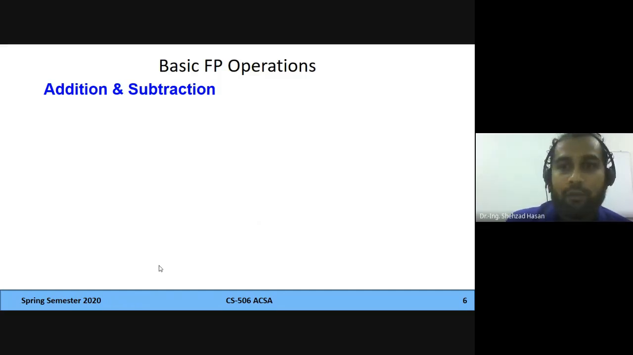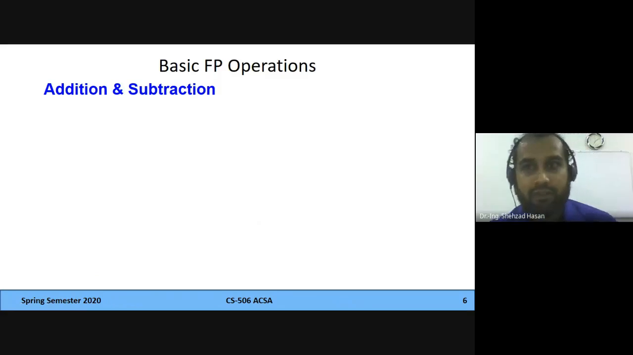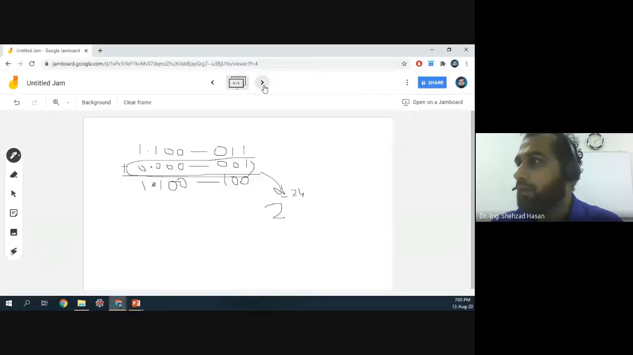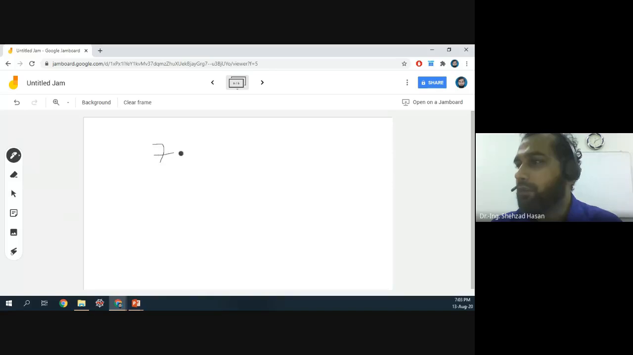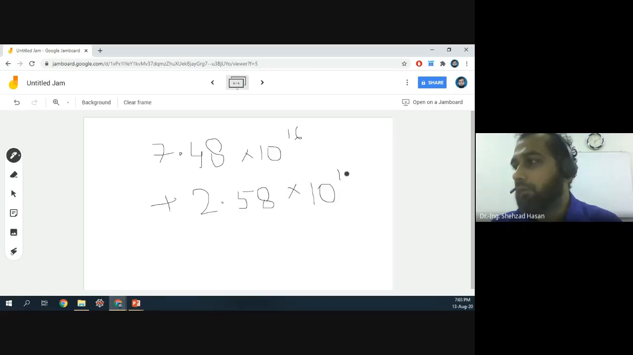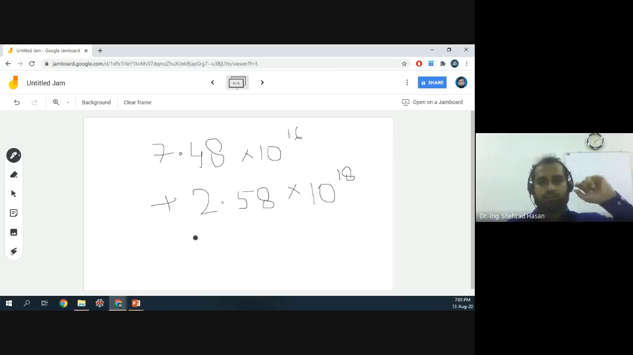How do we add two floating point numbers? Come on. First of all, I'm going to ask you, if you are given two floating point numbers, how do you add these numbers? So I have a number like 7.48 into 10 to the power 16, I'm going to go with decimal, and I need to add this with 2.58 into 10 raised to power 18. Okay. Yes, anyone? How am I going to do that?